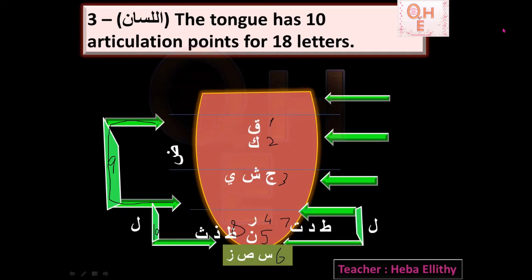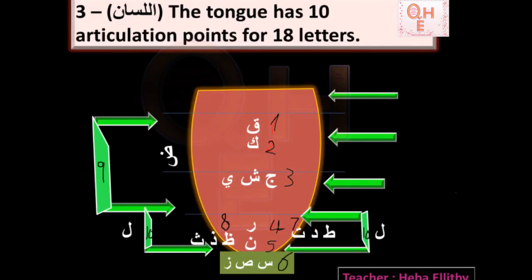The letter Laam, from all this area, with the upper teeth. So right now we have found the 10 articulation points.